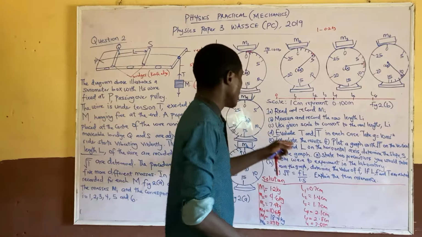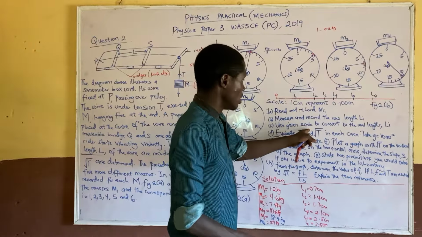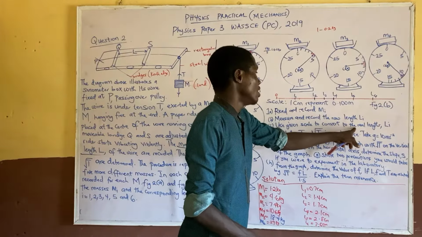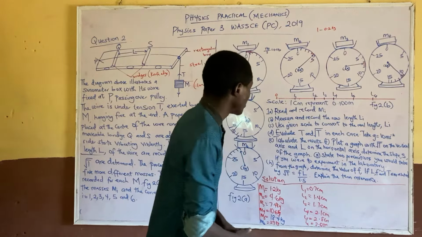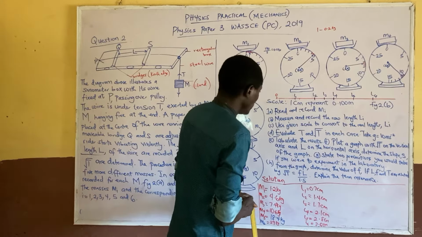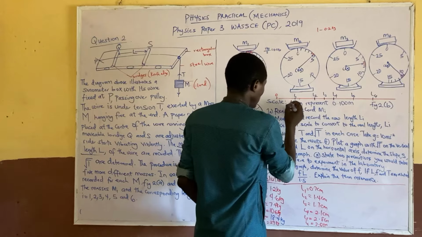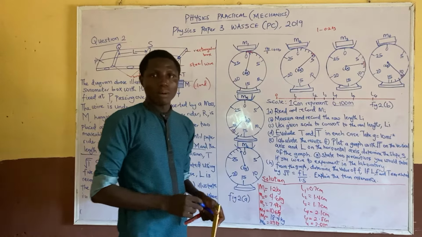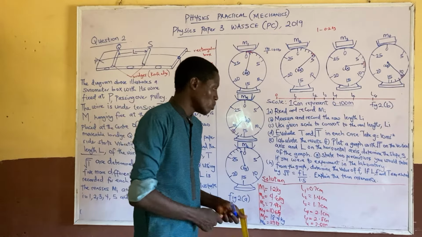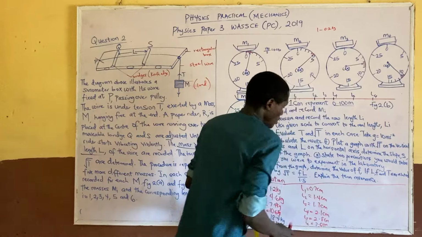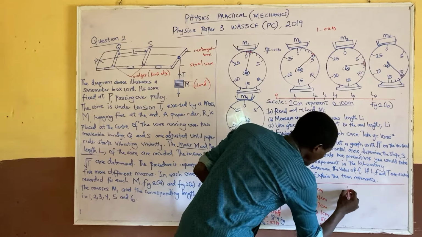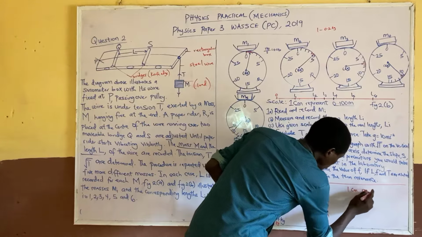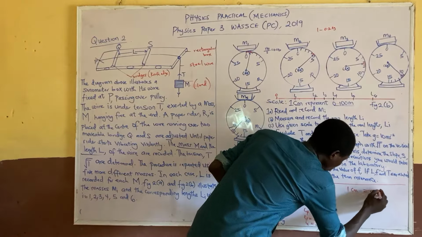Now remember, use the given scale to convert to real length. What is the scale given to us? This is the scale given to us. Scale is 1 centimeter represents 0.1 meter. So if I want to convert this one now, since the scale given to me is 1 centimeter represents 0.1 meter, 1 centimeter equals 0.1 meter.